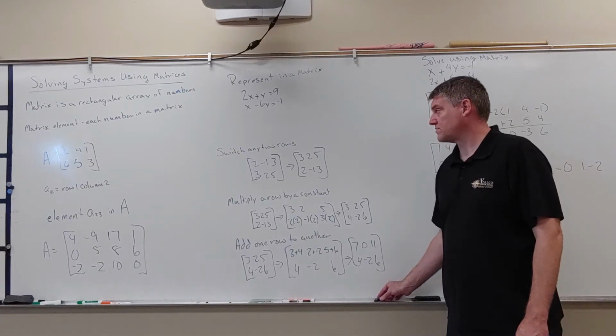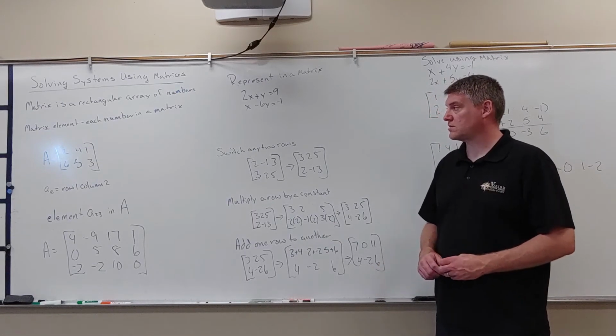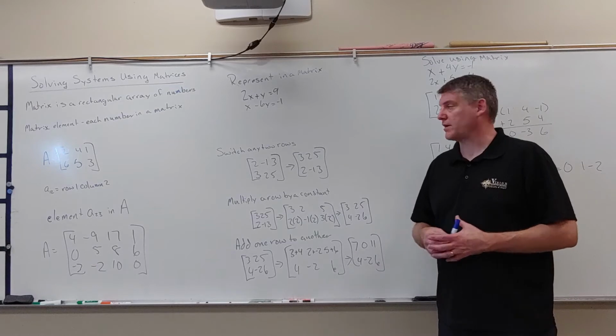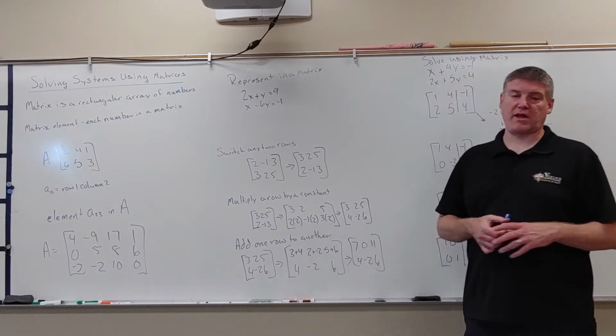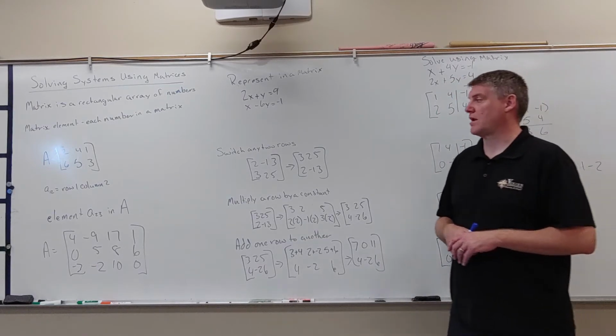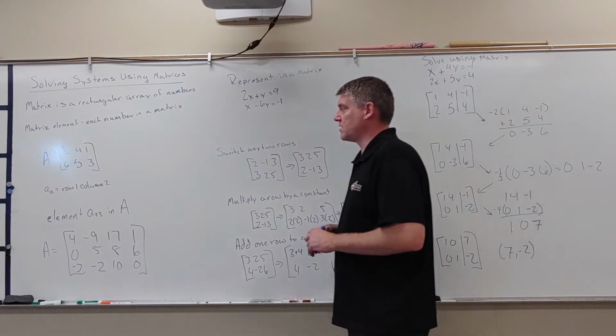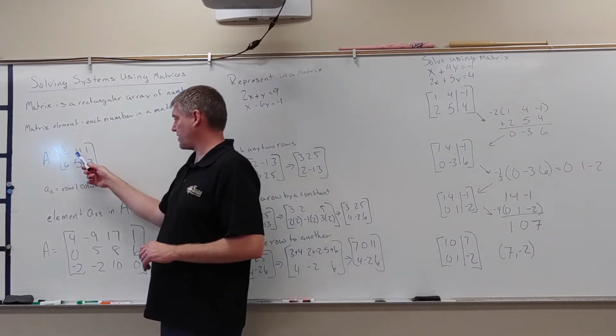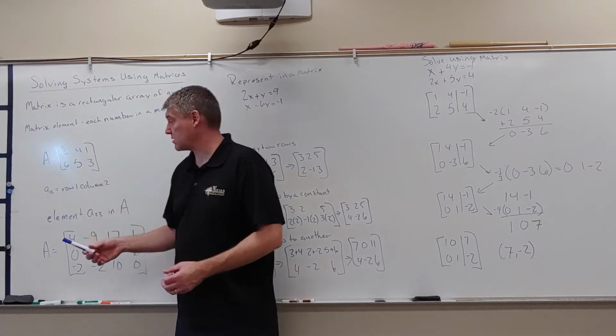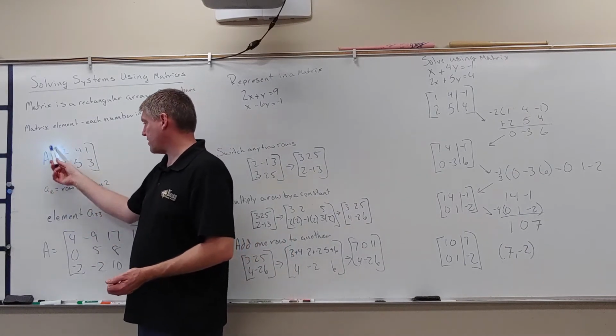All right, we're going to solve systems using matrices. So a matrix is a rectangular array of numbers. So it's ordering numbers in rows and columns. So a matrix element is each number in the matrix. So one of these values here is called an element. So this is a matrix here, matrix A.